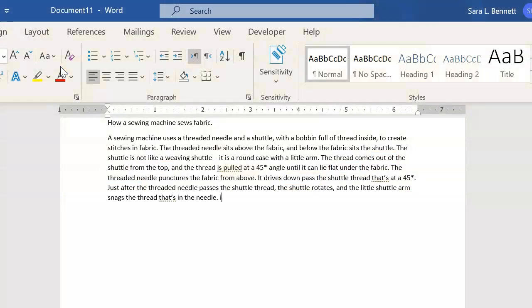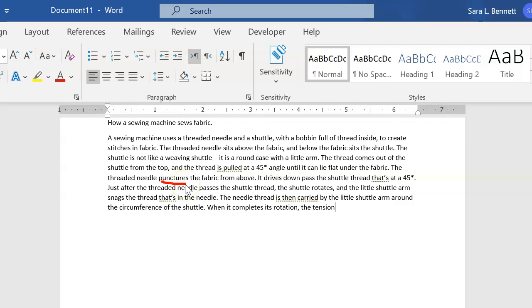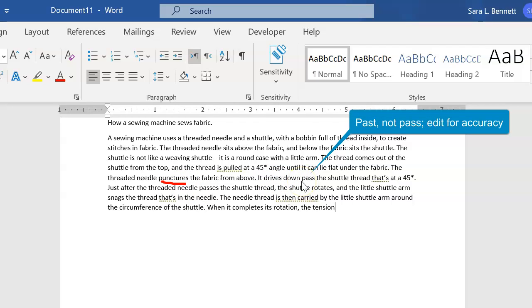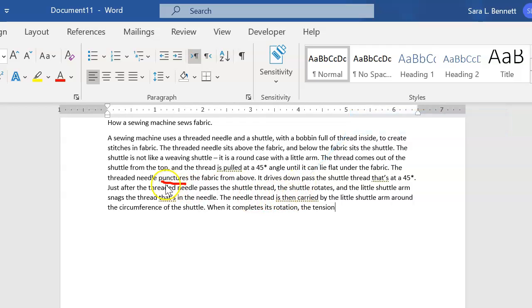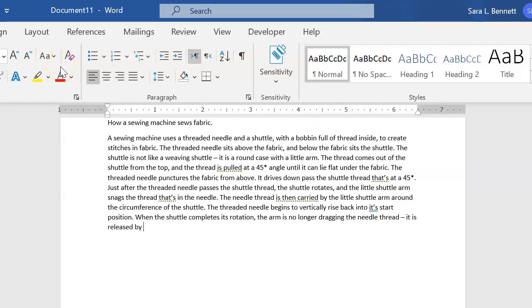So we'll now start looking a little bit more at language. You can see here that we're starting to use more stronger verbs, something like punctures instead of goes through. Drives down past, well, those are those prepositions we mentioned. But also we have words like circumference, we have words like rotation, and we also have technical words like vertical.